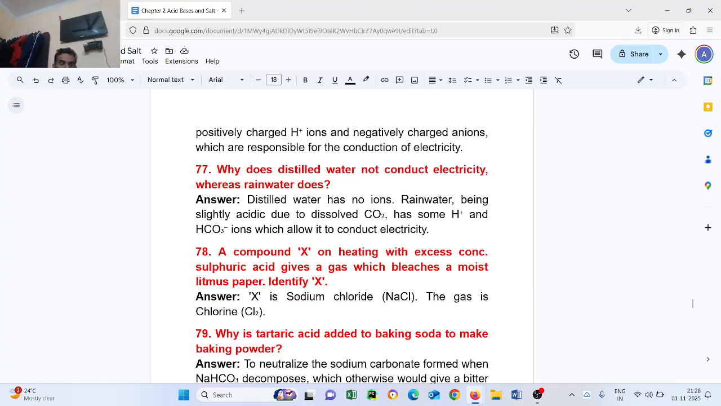Question number 78. A compound X on heating with excess concentrated sulfuric acid gives a gas which bleaches a moist litmus paper. Identify X. X is sodium chloride. The gas is chlorine.